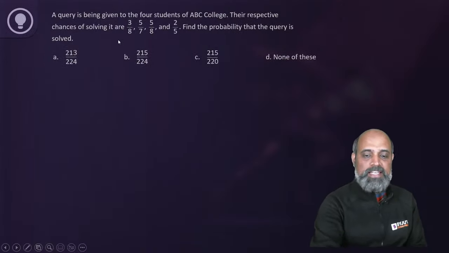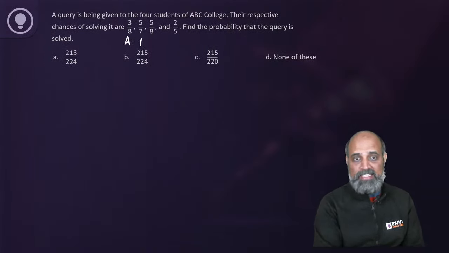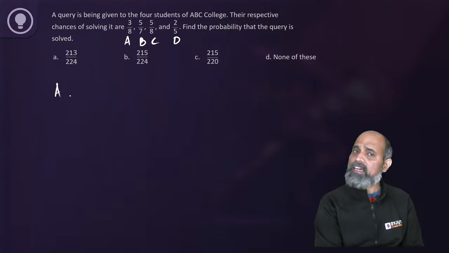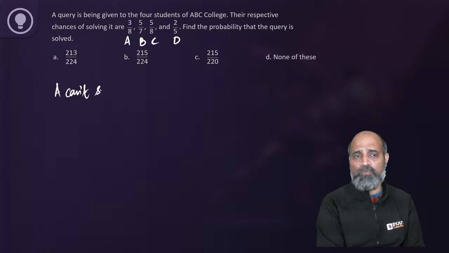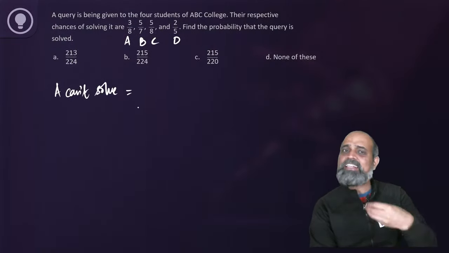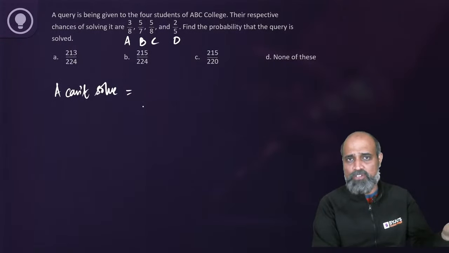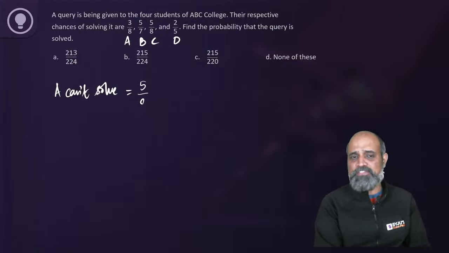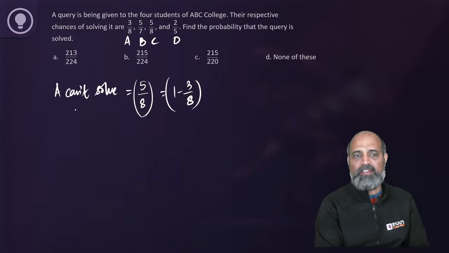So let's say the first student is A, the next one is B, the next one is C, the next one is D. I'm saying A can't solve. What is the probability that A can't solve? Can I say out of 8, 3 chances are there that A can solve? Then can we say remaining 5 chances are there that it can't solve, which you can treat as 1 minus 3 upon 8. Okay? Similarly, B can't solve.